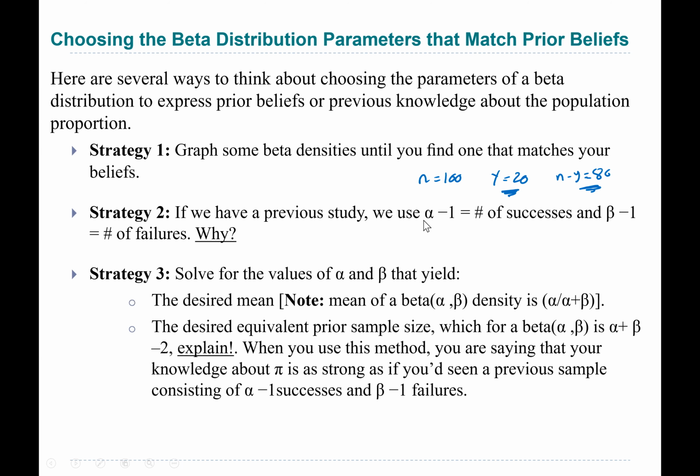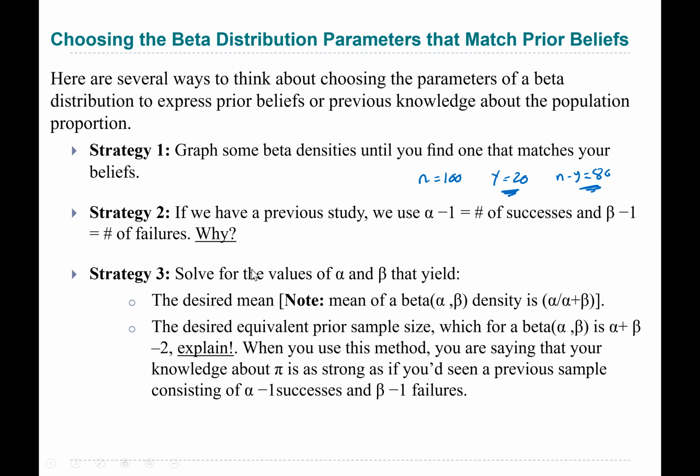Because when we looked at the likelihood, we found it is a kernel of a beta, where alpha is the number of successes plus 1, and beta is the number of failures plus 1. This is how they came up with this formula or this strategy.